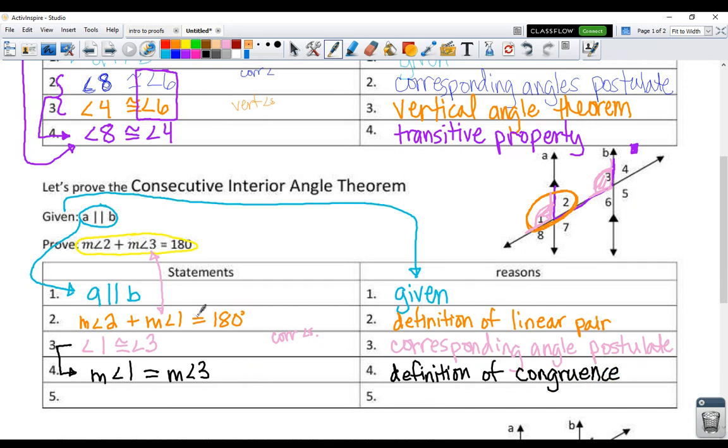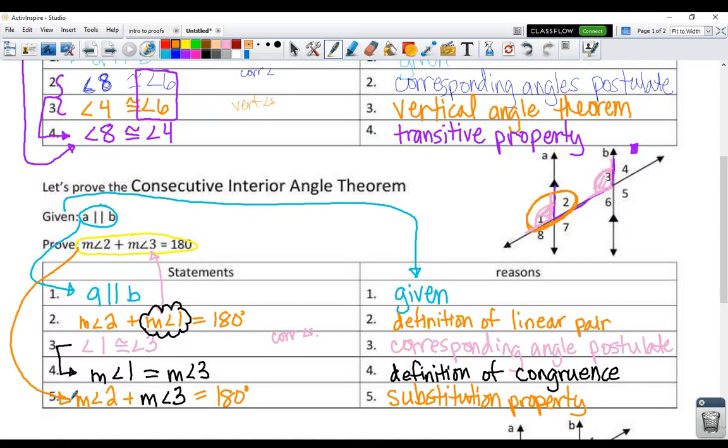And if we want to substitute, to take this and instead of having angle 1, now have angle 3, I can only replace once I have equals. I can't replace from congruence. That's not okay. I have to replace from equals, because when I replace from equals, I am using the substitution property. In order to use substitution, I have to have equals, not congruence. So this step is necessary in order to use substitution, because I can't replace angle 1 with angle 3 unless they are equal. Congruence is good, but equals is what I need. So I can change my congruence to equals using the definition of congruence, and then use the substitution property. And look, I have angle 2 plus angle 3 equals 180, and that is exactly what I wanted to have. So my proof is done.